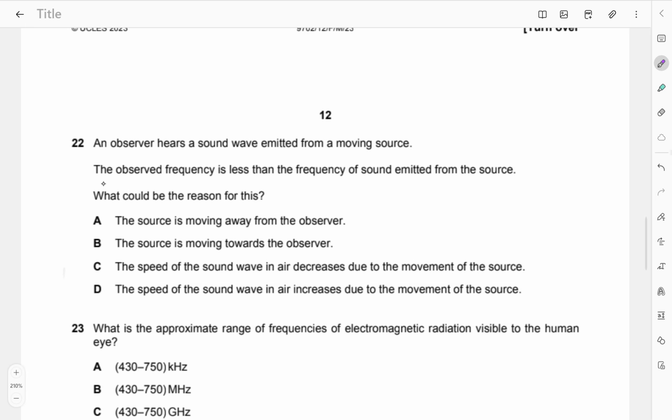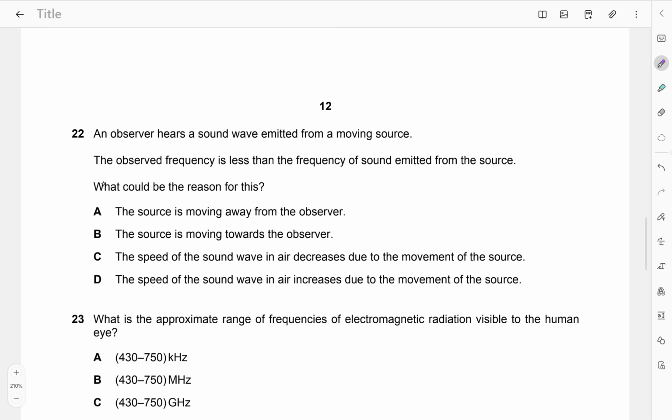An observer hears a sound wave emitted from a moving source. The observed frequency is less than the frequency of the sound emitted from the source. Remember, f0 is equal to v over v plus or minus vs, times fs. Whenever the observed frequency is greater than the frequency of the source, then the source is moving towards the observer, or the observer is moving towards the source. And whenever the observed frequency is less than the frequency of the source, then it is moving away. Either the source is moving away or the observer is moving away.